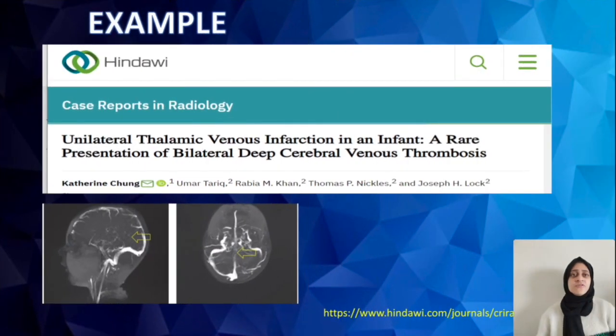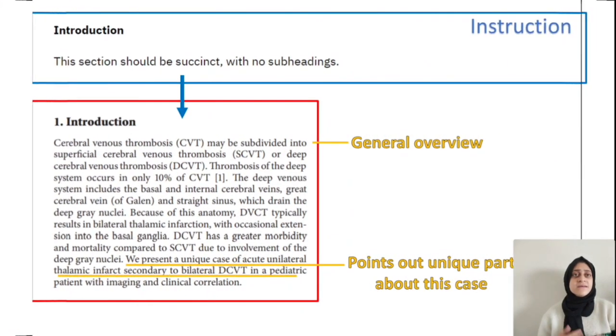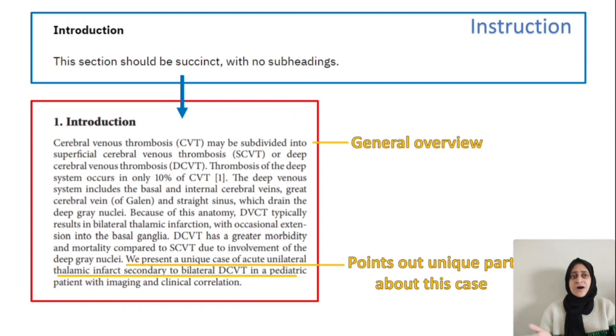Right, so now we're going to look at an example of a case report, a unilateral thalamic infarct. A unilateral thalamic infarct is a rare presentation; usually it's bilateral. Now, the instruction of the journal says that the title needs to include the manuscript title, and they have done that. Full author names are present as well, and the full institutional mailing address has been given too. Now, in the introduction section, they wanted no subheadings and for it to be precise. So that instruction has been very well followed by this article.